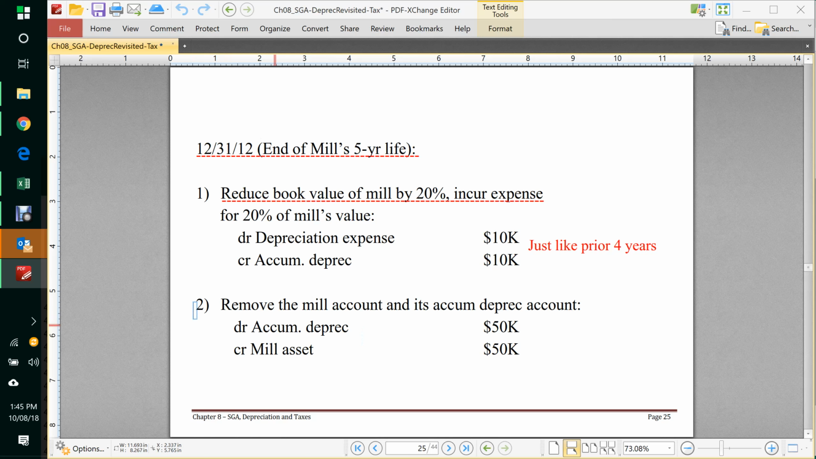And then we want to ask the question: the mill's useful life is over. Do we want to have this mill on our balance sheet anymore? No, right? The useful life is over, so we need to remove the mill. We've been holding that mill asset at a DR of 50,000, so we subtract with a CR to the mill asset of 50,000. That brings the balance to 0.